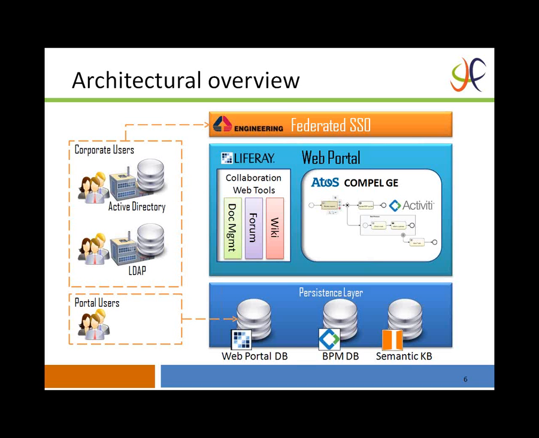Under this layer, we have a persistence layer, which is on 3 levels. We have the web portal database, we have the BPM database, which is the Activiti database, and we have the semantic knowledge base, which is Sesame. And on top, we have the federated single sign-on.